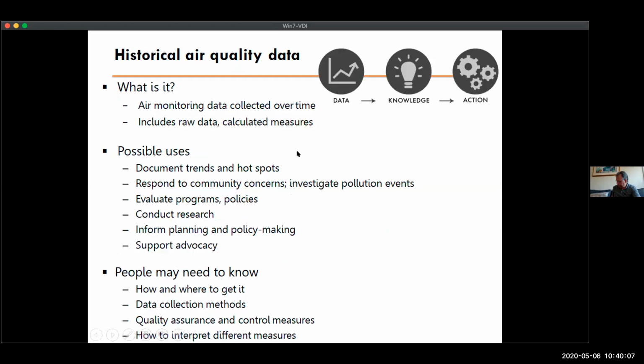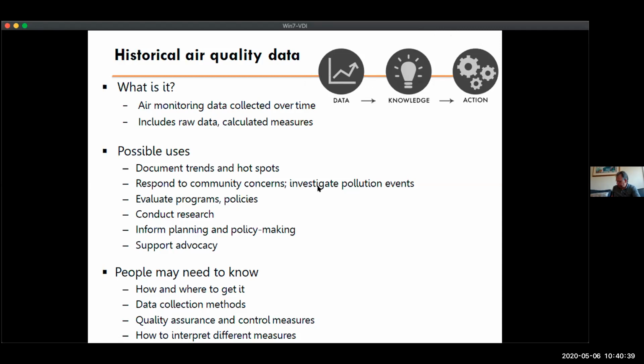There's also uses for historical air quality data. What this means is data collected over time. In Imperial, for instance, we have 5 regulatory stations that were here before the community network was installed. Now the community network has at least 4 years' worth of data in a lot of these locations, which is being used to help local actions as well as inform policy and advocacy in the state of California for our region.